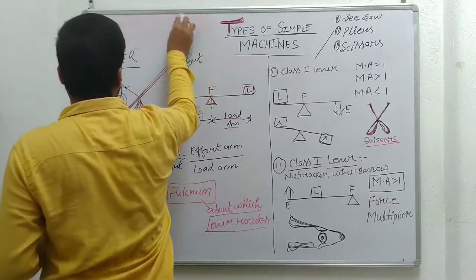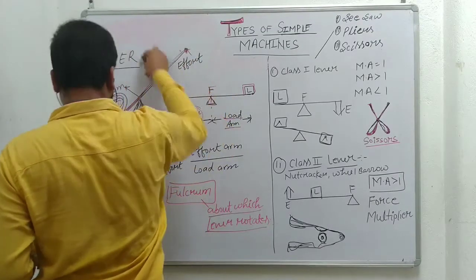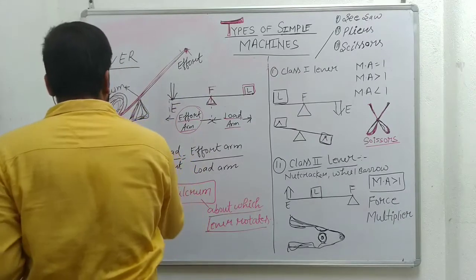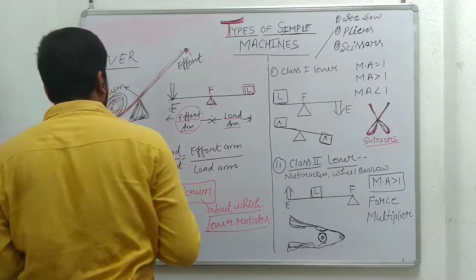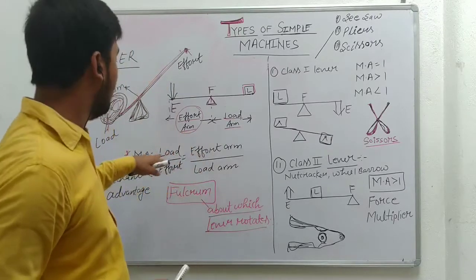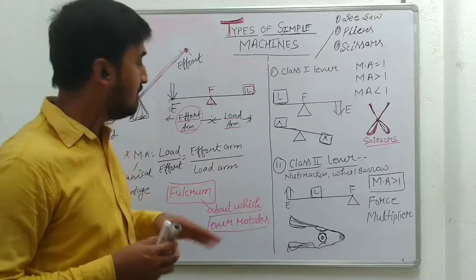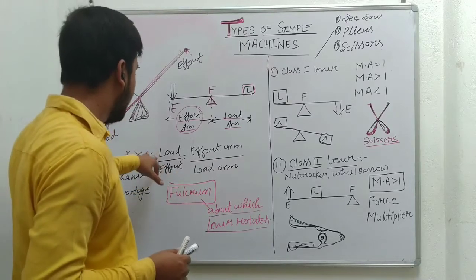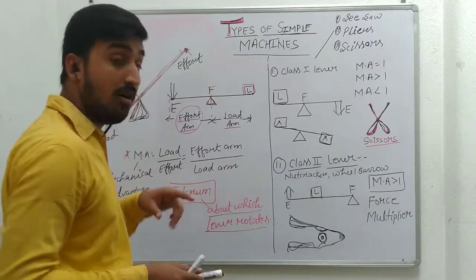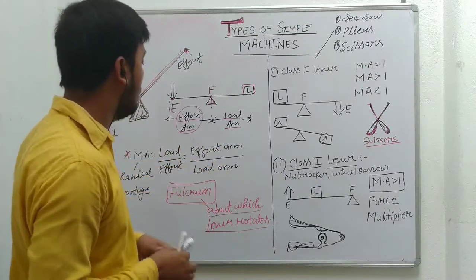Okay, so this is the basic diagram of a lever. Now, one important formula which you have to keep in mind is mechanical advantage. I had already discussed in previous classes what mechanical advantage is. Just revise it once. Mechanical advantage is equal to load upon effort, or effort arm upon load arm.